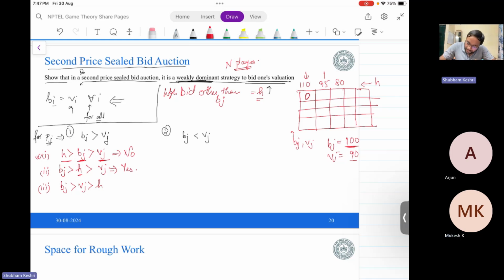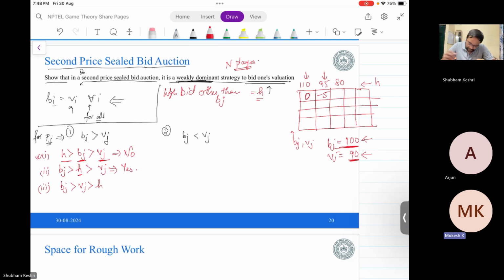So take this example. Suppose H is 95. He is bidding 100 and his valuation is 90. He is winning, right? He is bidding 100 and the highest bid except his bid is 95. So he's winning. What is the utility? The utility he is getting is -5 because his valuation is 90. The utility is -5. Is this correct?